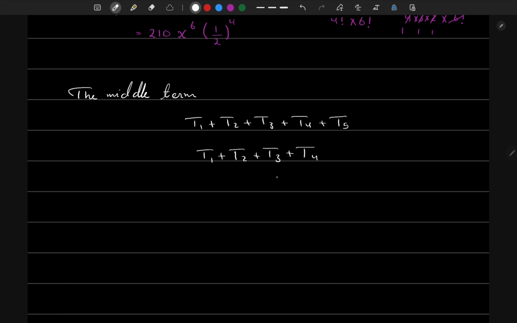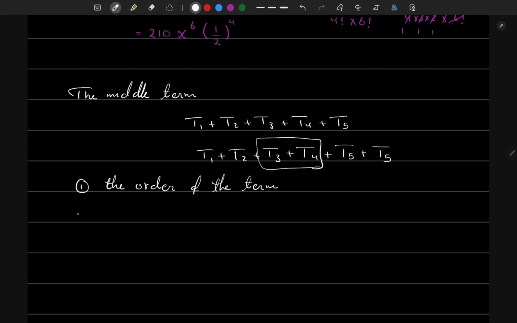4 terms, or 6 terms, I cannot have one middle term. I'm going to have 2 middle terms. Right. To find the middle term, we're going to be doing 2 things. First of all, we have to find the order of the term itself. If it's the first, the second, the third, the fifth, the seventh, whatever. And secondly, we have to find the term itself.